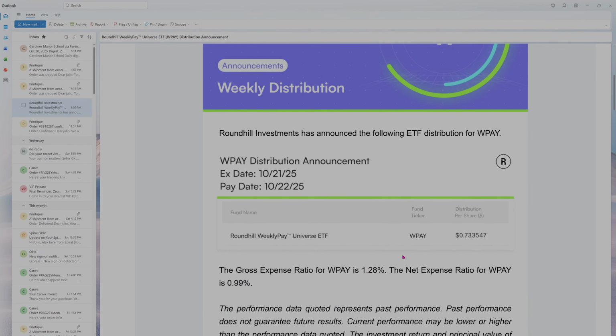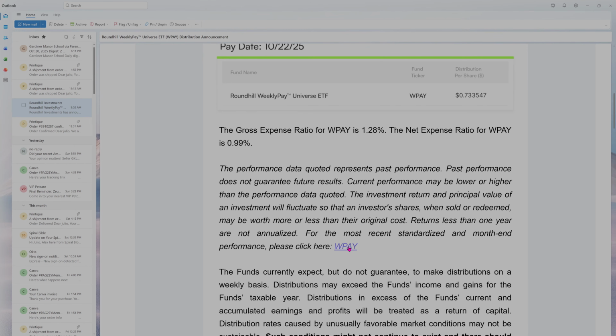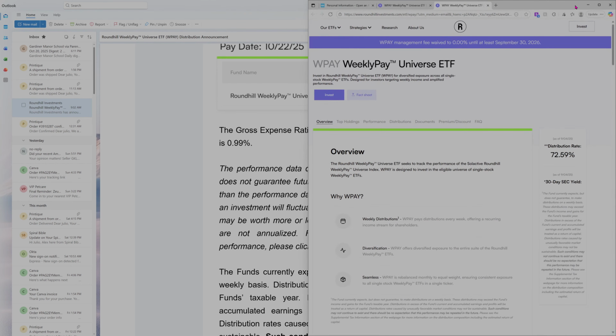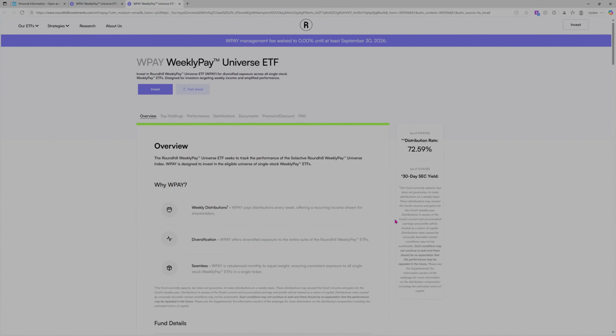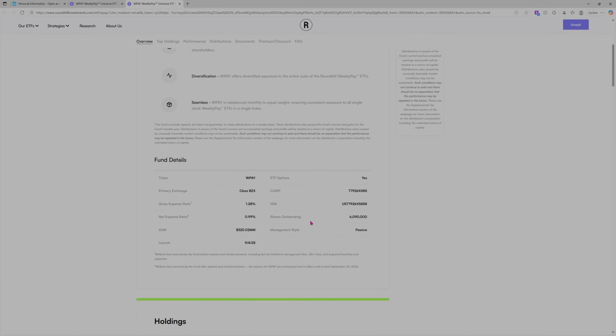This is another weekly pay. It's called W Pay. They're paying 73 cents this week. So the cutoff day was the 21st. So what W Pay is, matter of fact, let's just go into the actual website. Bam. All right. So the distribution for this week is going to be 72.559%. And I'll show you how many shares they have outstanding. It's going to be 6 million shares.